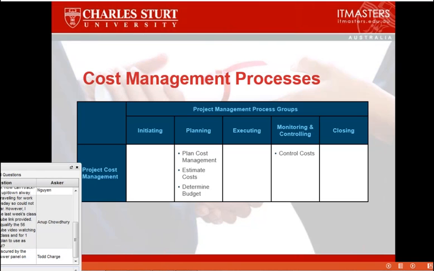The 3 processes we have here under planning are plan cost management, estimate costs, determine budget, and then finally under monitoring and control we've got control costs.